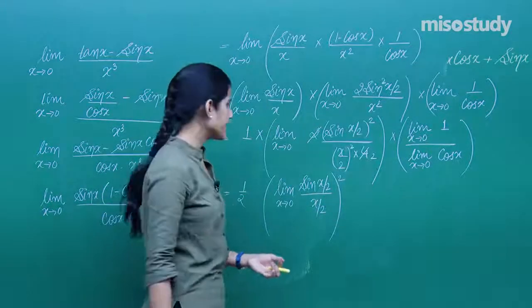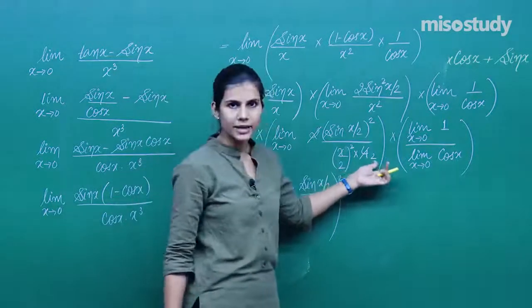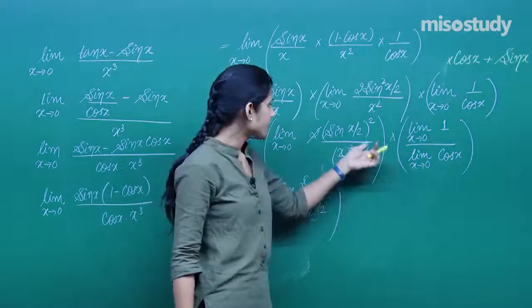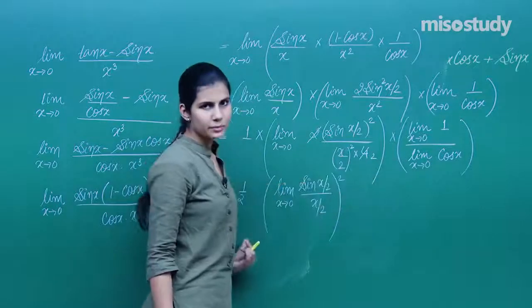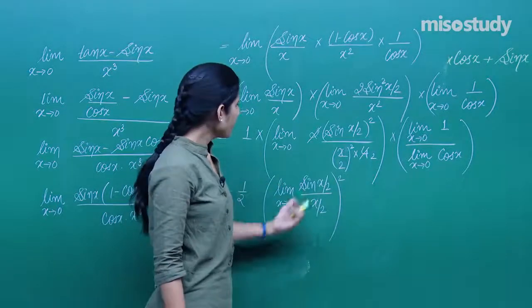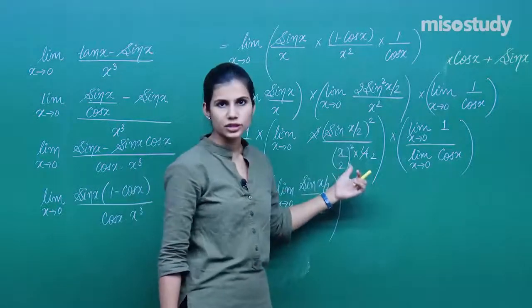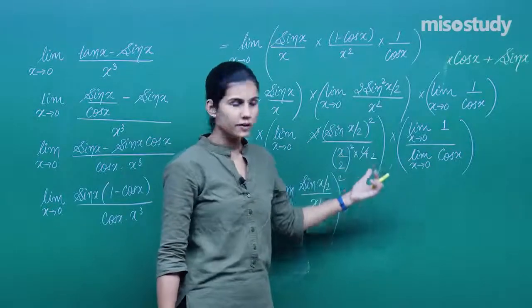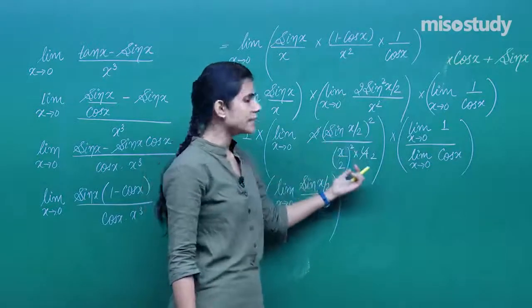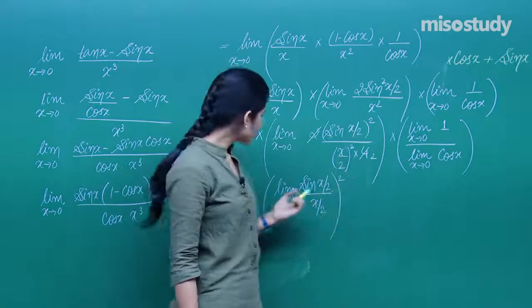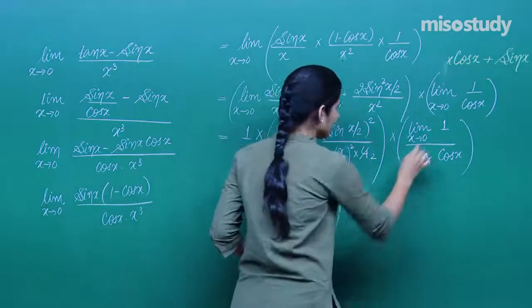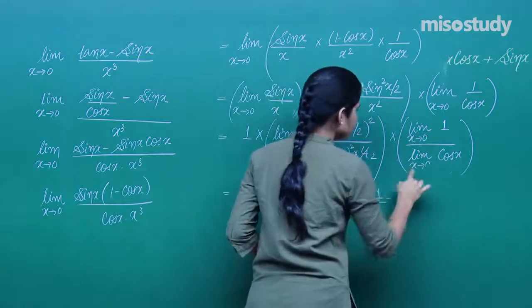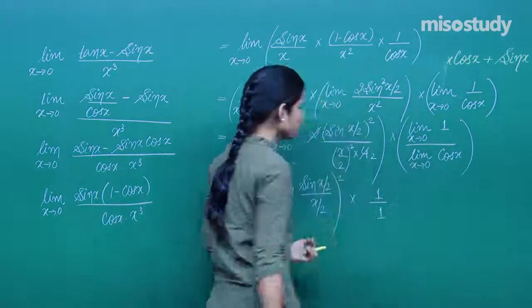See, two things I did. First of all, I had a constant 1 by 2. Limit of scalar times a function is scalar times limit of that function. So, I pulled out 1 by 2 outside by that property. Then limit of square of a function is square of limit of that function. So, limit of square of sin x by 2 upon x by 2 is square of limit of sin x by 2 upon x by 2. Limit x tends to 0 of 1 is 1, limit x tends to 0 of cos x is 1. So, this is what you have.